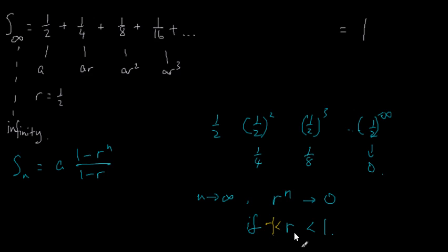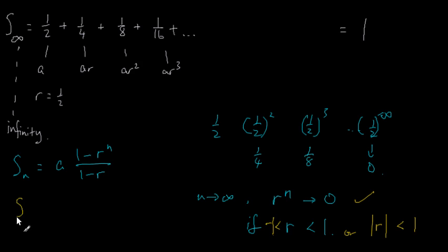So the numerical value of r, or I can use this sign with the two strokes, means that I just take the numerical value and ignore the minus sign. The numerical value of r should be less than 1 for r to the power of n to go to 0 when n goes to infinity. So it can be some fraction whose numerical value is less than 1.